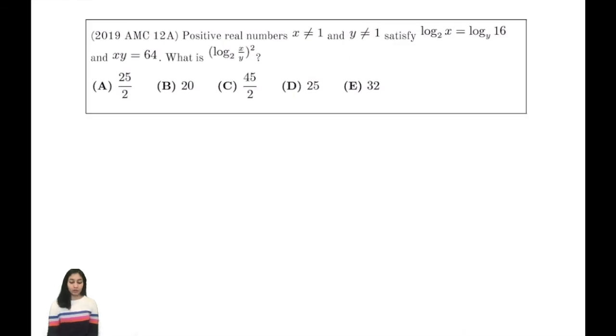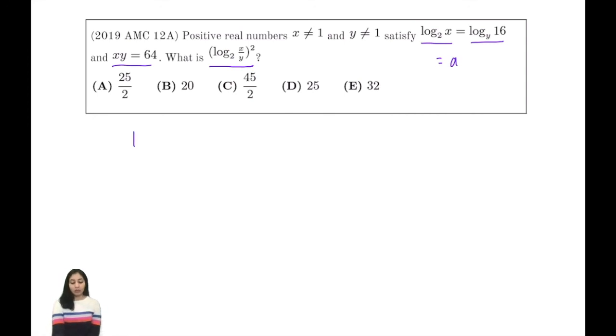This final problem is from the 2019 AMC 12A. It says that positive real numbers satisfy log base 2 of x is equal to log base y of 16, and xy is equal to 64. And we want to find log base 2 of x over y. So this is another problem where we're going to set our expression equal to some term a, just to make it a little bit simpler.